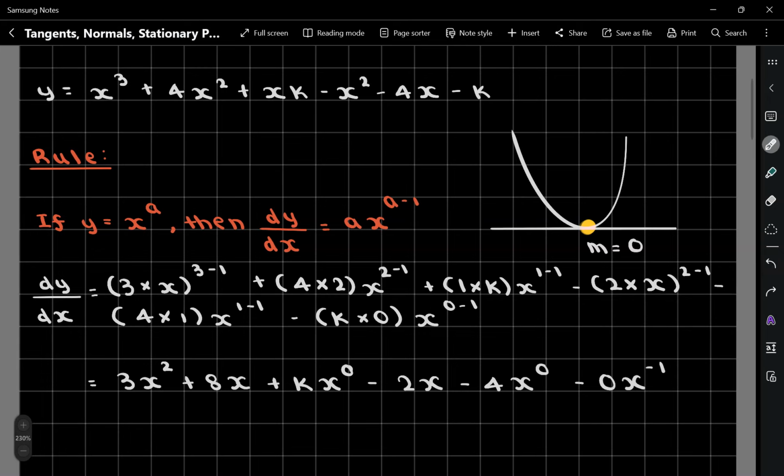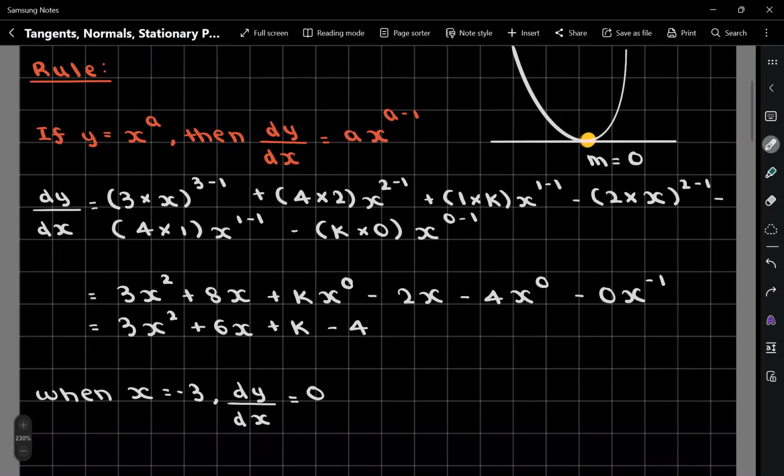So we're just going to simplify all of this. That's going to give us the first derivative is equal to 3x squared plus 8x plus kx to the power of 0, and over here x to the power of 0 is equal to 1, minus 2x minus 4x to the power of 0, which again is 4 times 1, minus 0x to the power of minus 1. And over here, 0 times anything is equal to 0. So that's just going to give us 3x squared plus 6x plus k minus 4, because remember, we need to do 8x minus 2x.